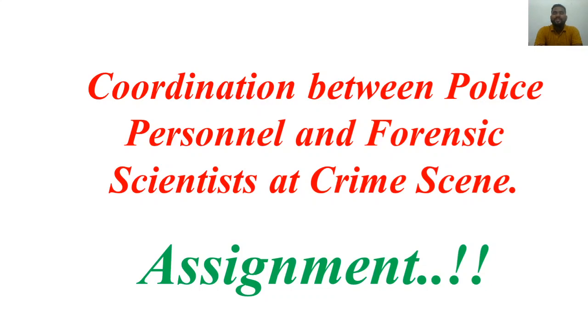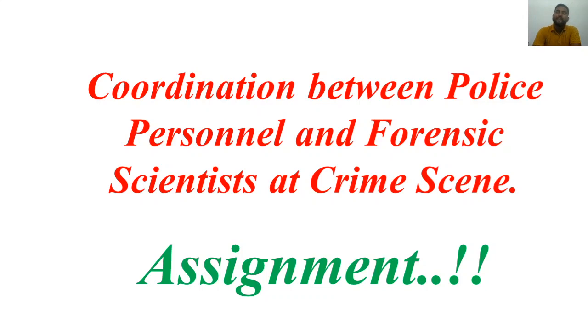Here you must understand what exactly the role of the police officer is and what exactly the role of the forensic scientist is. I'll give you a brief introduction about police and forensic experts. The role of police personnel is to protect the crime scene and ultimately the physical evidences, and also to conduct a scene survey, then go for searching the evidences. If that is not possible, then they have to call a forensic scientist for the collection, packaging and preservation of evidences.